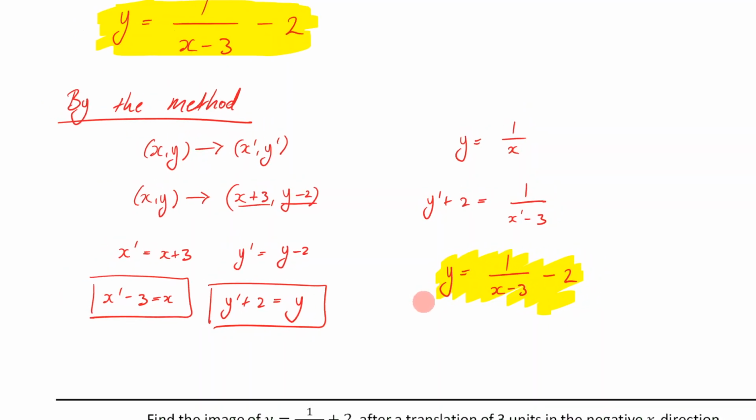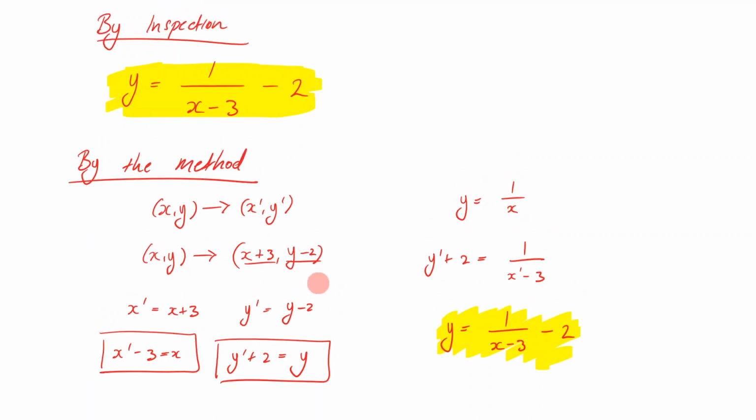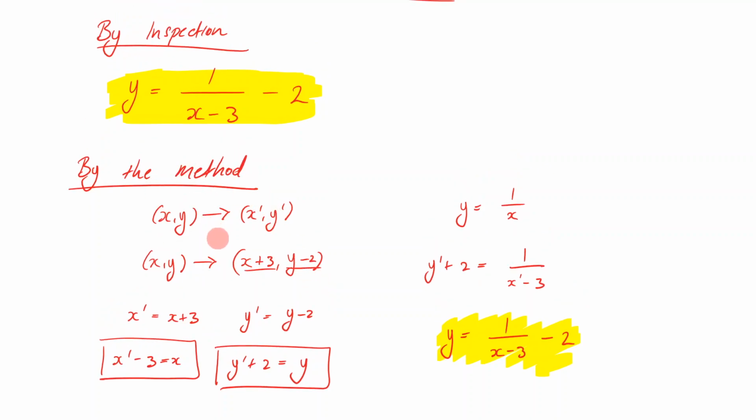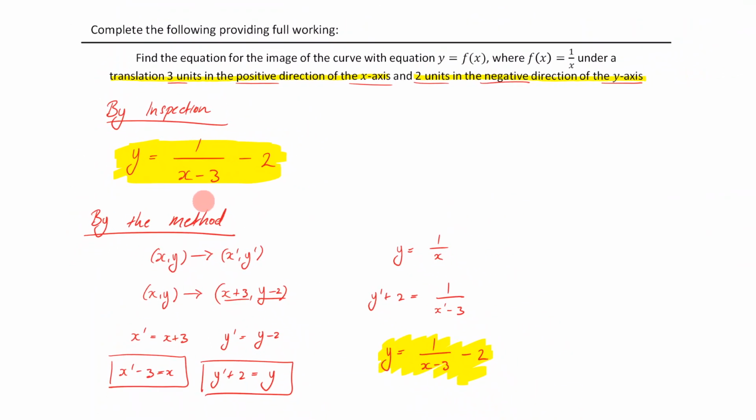And as you can see, it's the same as what we got above. So 1 over x minus 3 minus 2. I think you'd be a bit crazy to do it by the method for such an easy example. But knowing how to do it by the method is very important for when things get more complicated. But hopefully you were successful in this first example here.